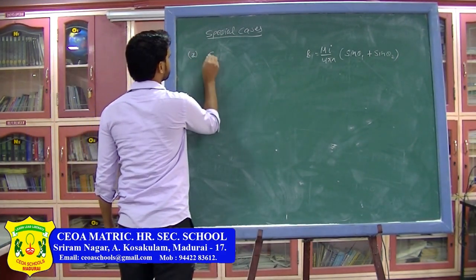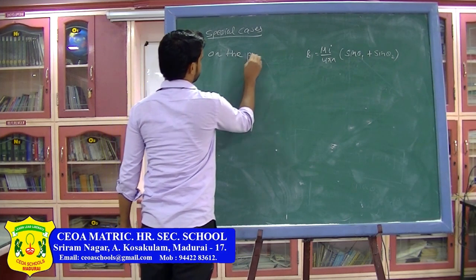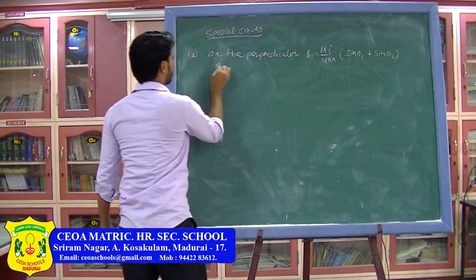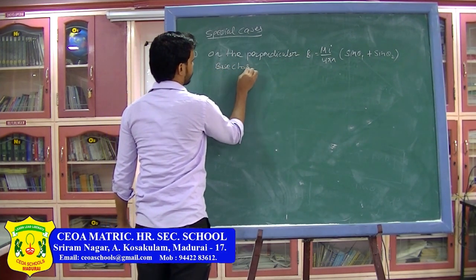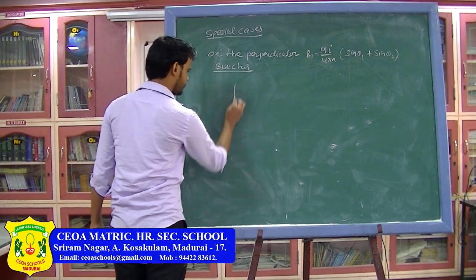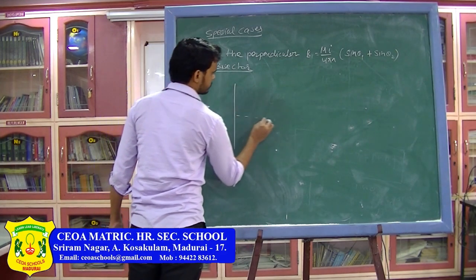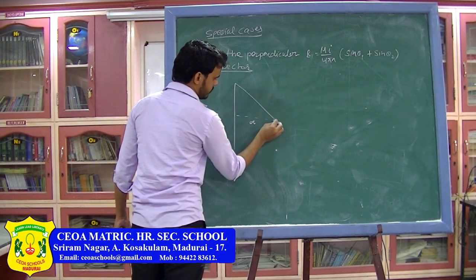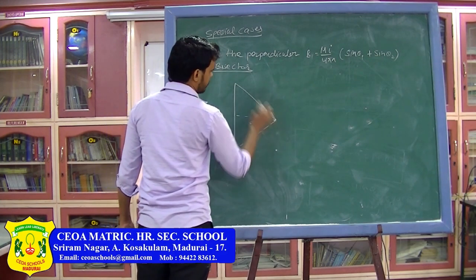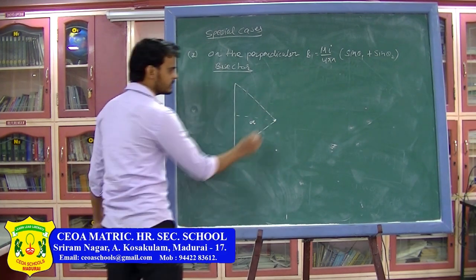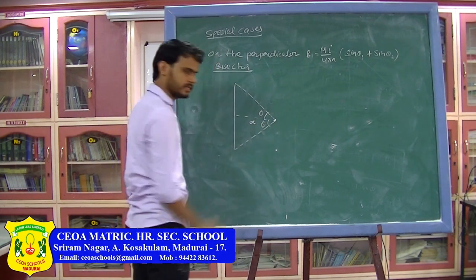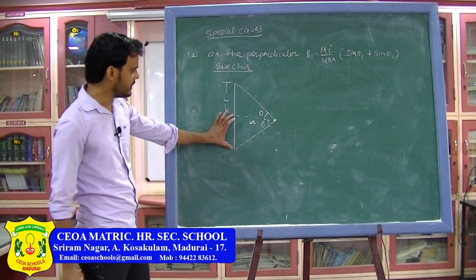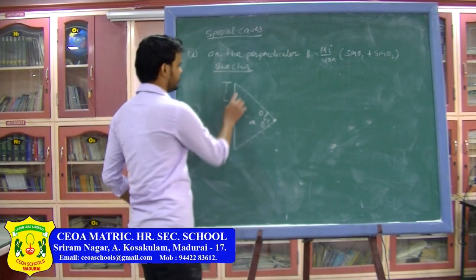Second is on the perpendicular bisector. Now perpendicular bisector, what do I mean? Suppose you have a wire, this distance is a and the point is on the perpendicular bisector of the wire. So here this angle will be theta, this angle will also be theta, and I am assuming the total length of the wire is L. So I can say this length will be L by 2 and this length will also be L by 2.